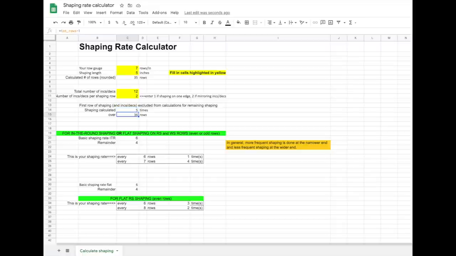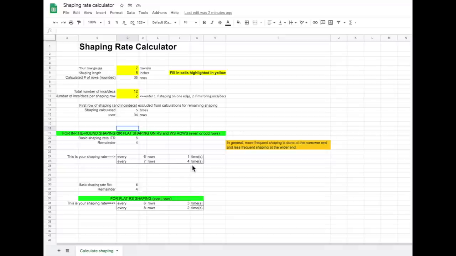So this first section right here is for in the round shaping, or if you want to do flat shaping where you are willing to do shaping on right side rows and wrong side rows, which you might not be willing to do, but it's available to you. So it's telling you what the basic shaping rate will be in the round, which is every 6 rounds. And then there's that remainder of 4. So the shaping rates are right here, every 6 rows, 1 time, and every 7 rows, 4 times.